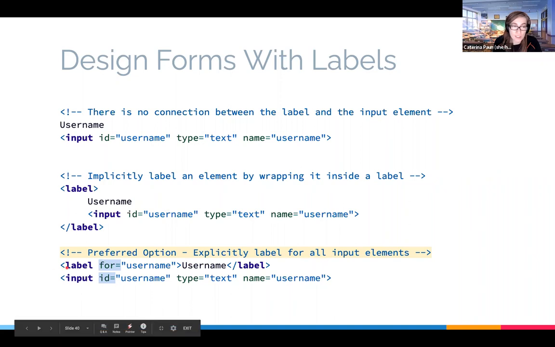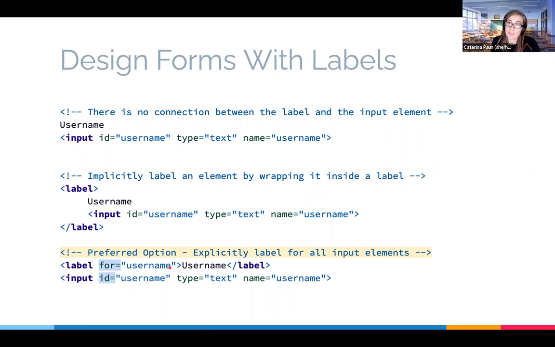The better option is to explicitly label all of your input elements. So you have this label, it's going to have this for attribute, and this for attribute is going to have to match up with the ID attribute of your input element. So if this ID is username, your for attribute should be username. If this ID is email, this for should be email.